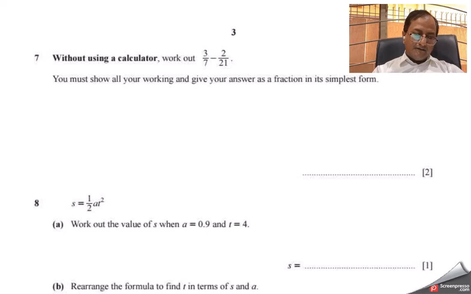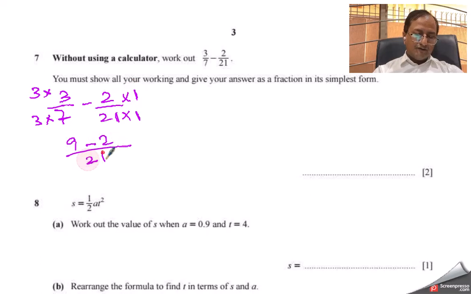Okay. Without using a calculator, we're supposed to solve this question. For example, we have 3 over 7 minus 2 over 21. Make the denominator the same. 3 over 7 becomes 9 over 21, minus 2 over 21, which gives us 7 by 21, and that gives us 1 by 3. 1 by 3 is the answer.